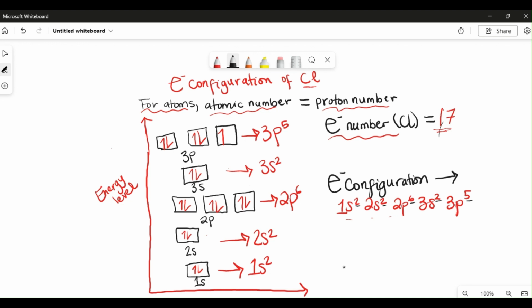And the electron configuration of chlorine is 1s2, 2s2, 2p6, 3s2, 3p5.